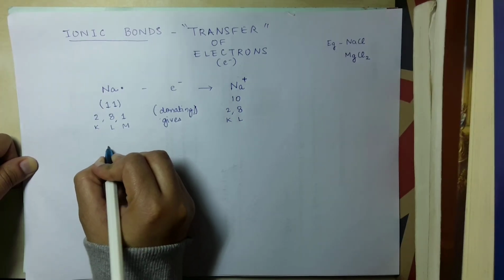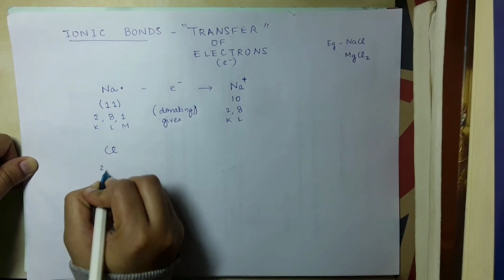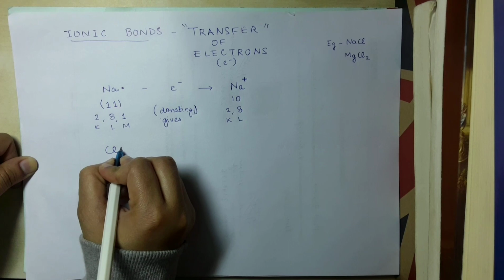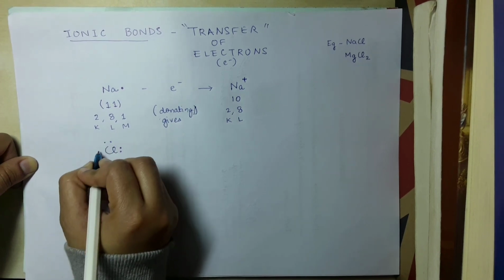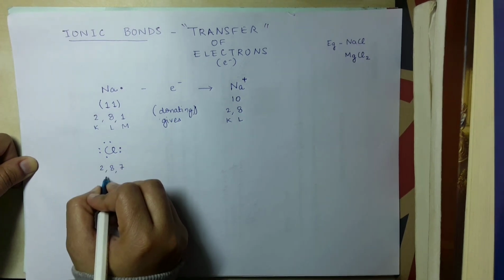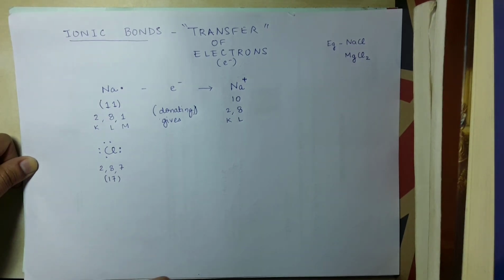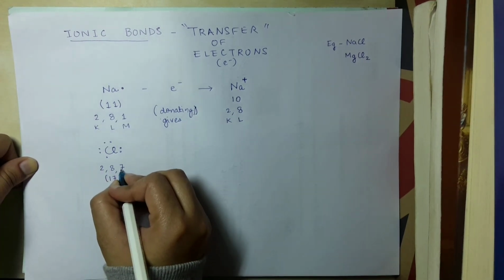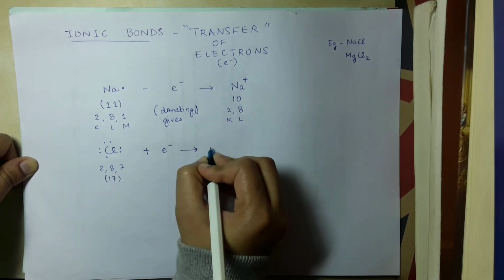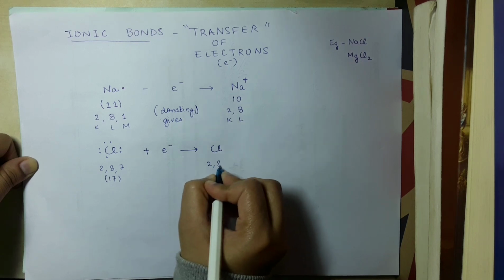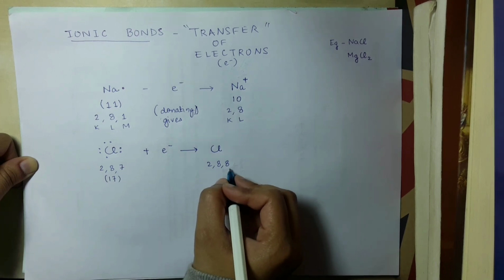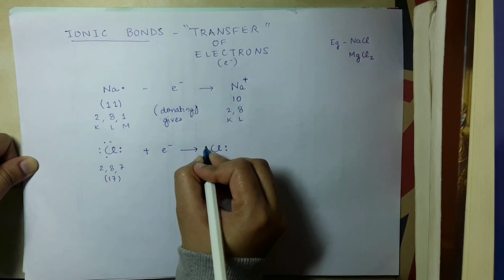Similarly, if you see Cl, it has 2,8,7 configuration. 17 is the atomic number, right? So in the last shell there would be 7: 1, 2, 3, 4, 5, 6, 7 electrons. Atomic number is 17. So somehow, if it gets 1 more electron in the last shell, if I am able to add 1 electron to it, it is going to have 2,8,8. The last shell would get 1 electron. This would be the new configuration. It is going to have 8 electrons in the last shell.